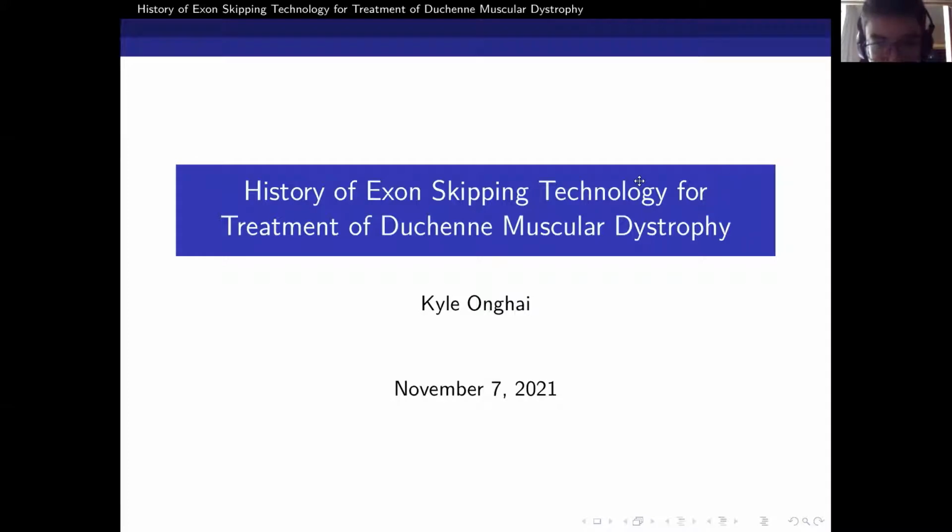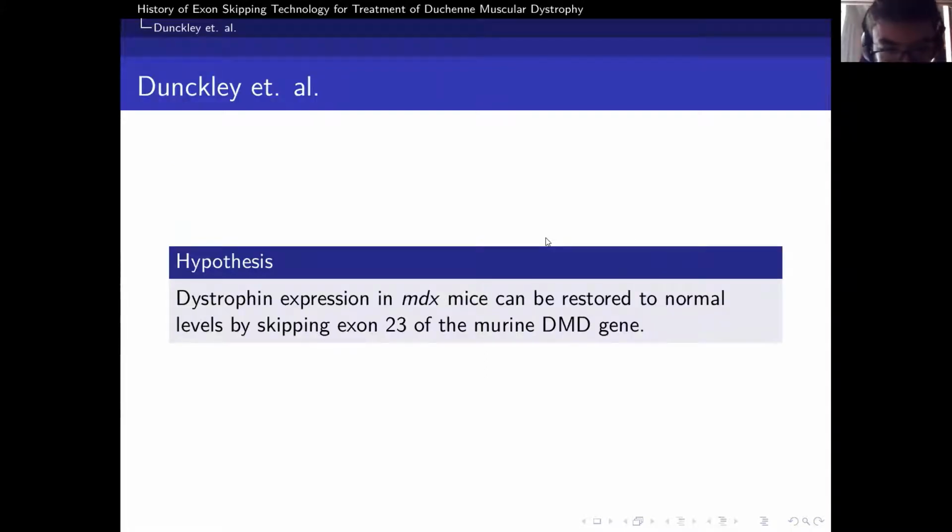Okay, so this will be a talk on the history of exon skipping technology for the treatment of Duchenne muscular dystrophy. So we begin with Dunkley and others' paper, and they hypothesize that dystrophin expression in MDX mice can be restored to normal levels if we are able to skip exon 23 of the murine DMD gene.